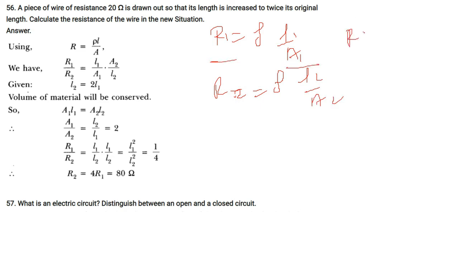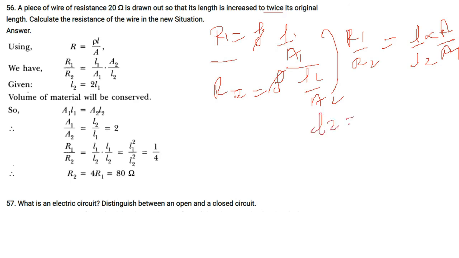So R1 by R2 will be equal to, this gets cancelled, L1 by L2, and A2 goes up, so it will be A2 by A1. Here the question says the length is increased to twice its original length. So L2 is equal to twice L1. We put L2 equal to twice L1 here. L1 gets cancelled, so we get R1 by R2 equal to 1 by 2 times A2 by A1.